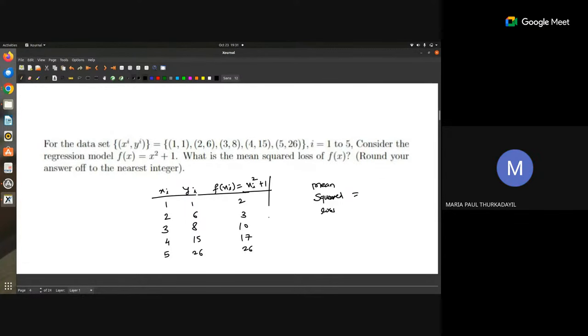So, second value is 5, not 3. 2 square plus 1 is 5. Sorry. Yeah, fine. Thank you.